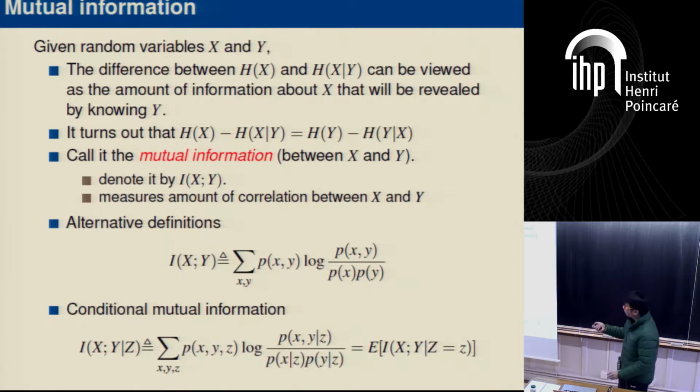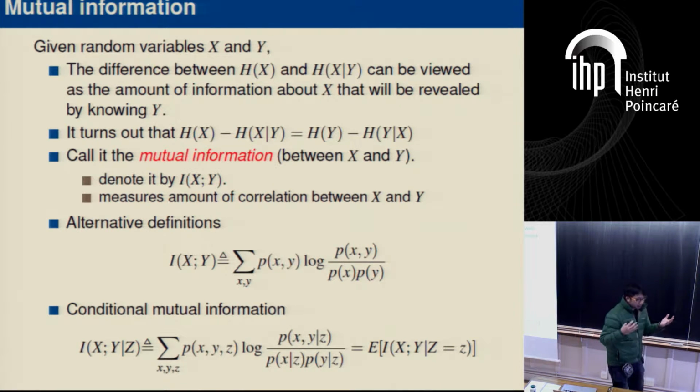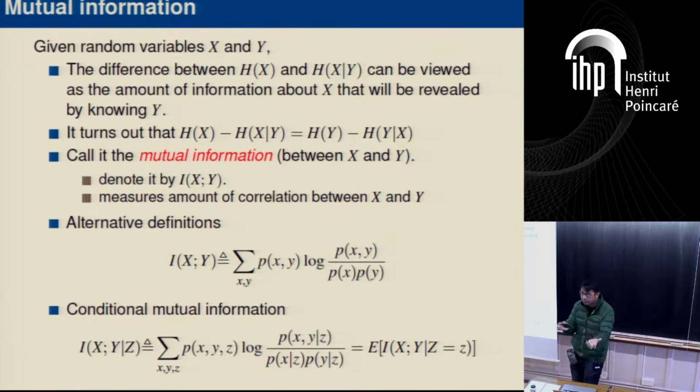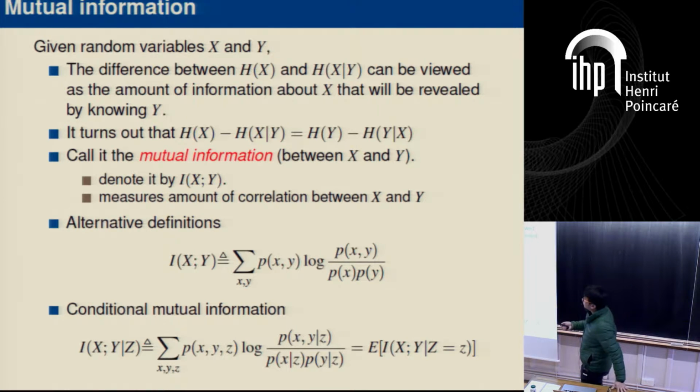So if you look at this form, you can immediately see something interesting. For example, when X and Y are independent, p(x,y) equals p(x) times p(y), so this ratio will be 1 all the time. The logarithm of 1 is always 0. So when X and Y are independent of each other, the mutual information is always 0. That's a very nice and neat feature we would expect.